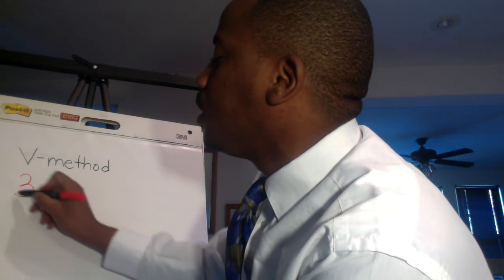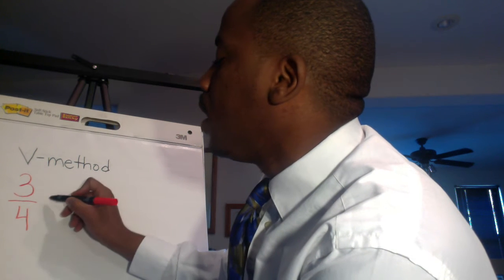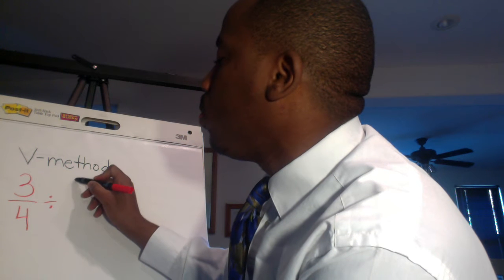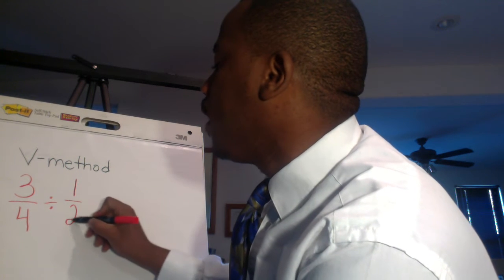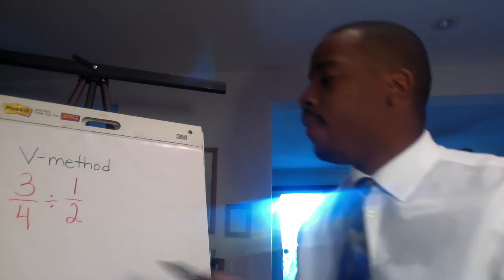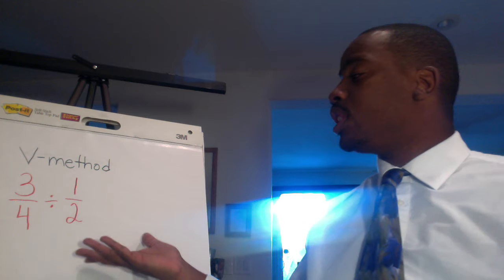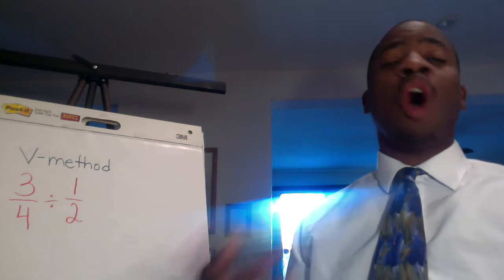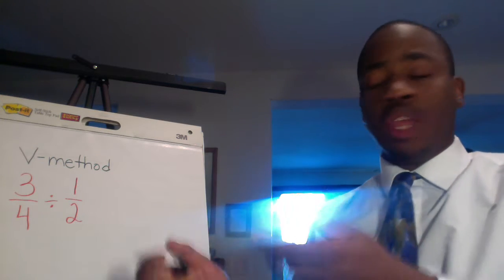3/4 divided by 1/2. So we have 3/4 divided by 1/2. Traditionally, you would find the reciprocal of the second and then multiply. But again, students get lost with that concept. So I just wanted to help them have success by using the V method.